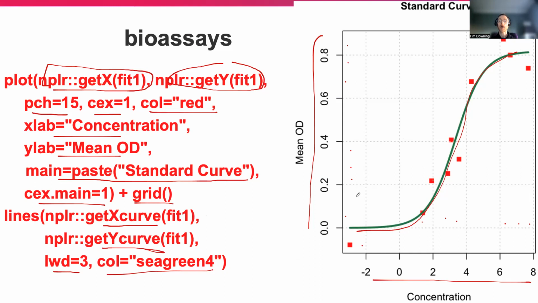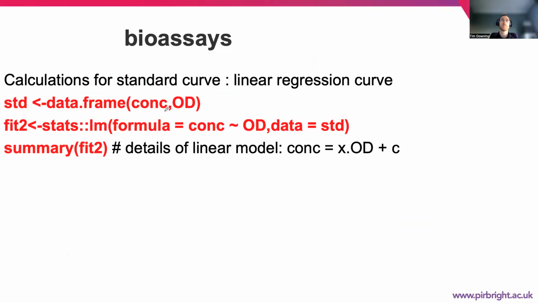And then what we can look at is to put the optical density and concentration together as a data frame. So here we're putting this as a data frame, STD together, and using the stats package to use the linear modeling function to model the concentration based on the optical density. So it's kind of Y relative to X by some parameter M plus some intercept C.